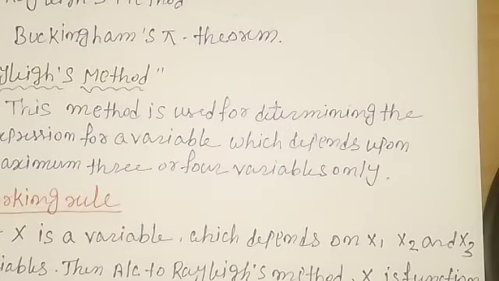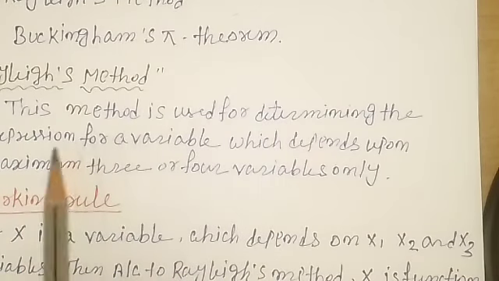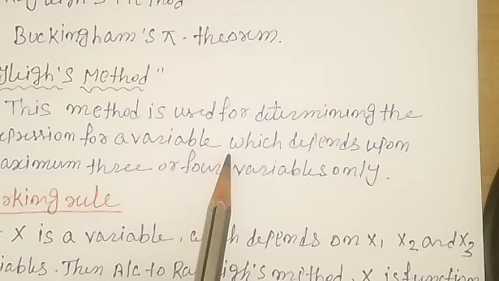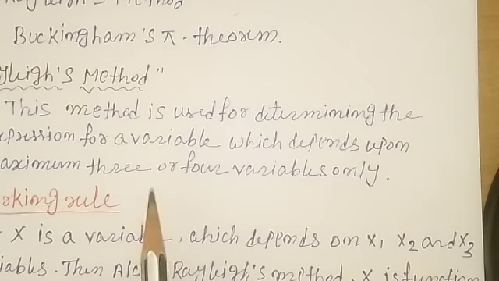Here is the statement about the Rayleigh method: this method is used for determining the expression for a variable which depends upon a maximum of 3 or 4 variables. Just now I told you the relation force is equal to m into a. If you look at the variables, there are 3: force F is one, and mass and acceleration. For generating such relations where the number of variables is restricted to 3 to 4, we can easily apply the Rayleigh method.